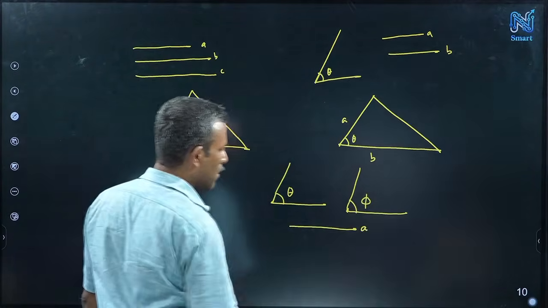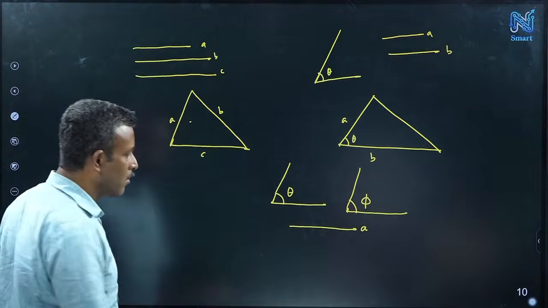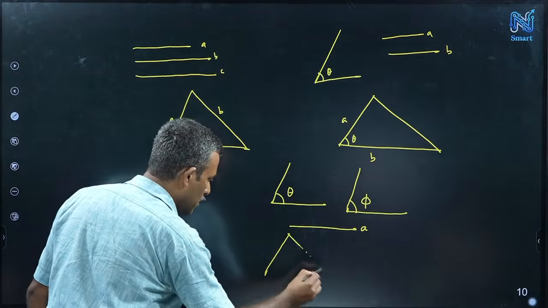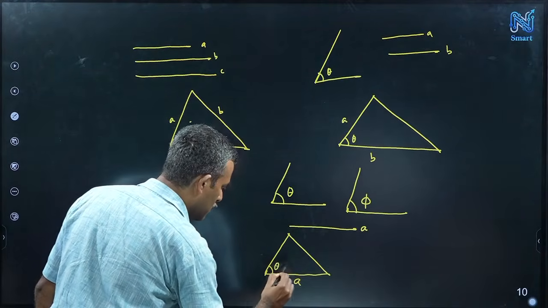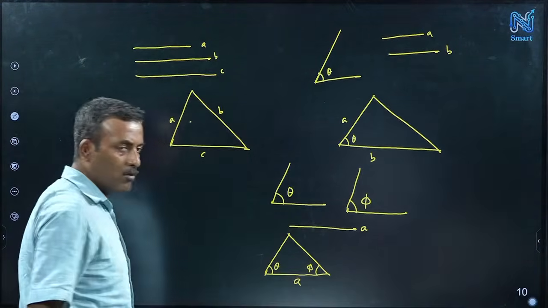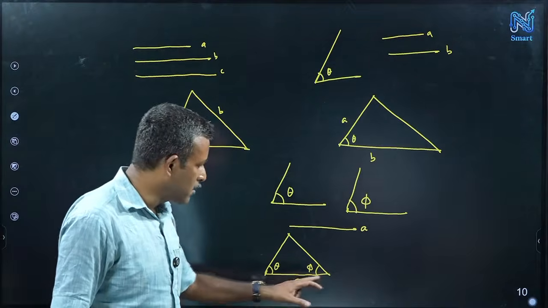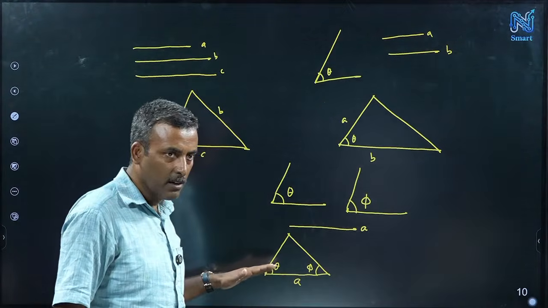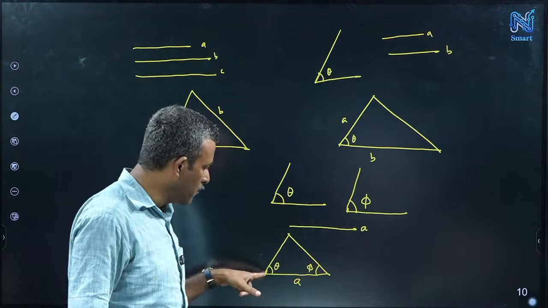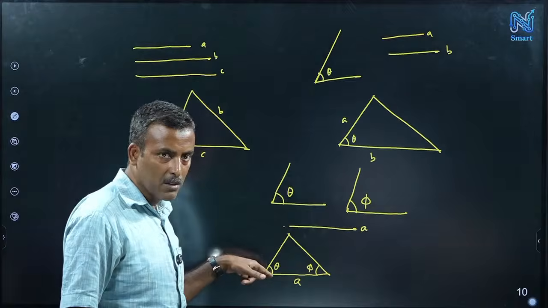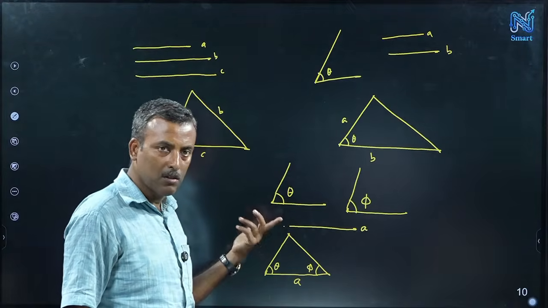Then what do we have to construct? We have to construct this triangle with one side A, and this is theta and this is phi. How do you draw this? Same thing: you just take any line, cut this length, and then from this point we replicate this angle here, and from there join this.